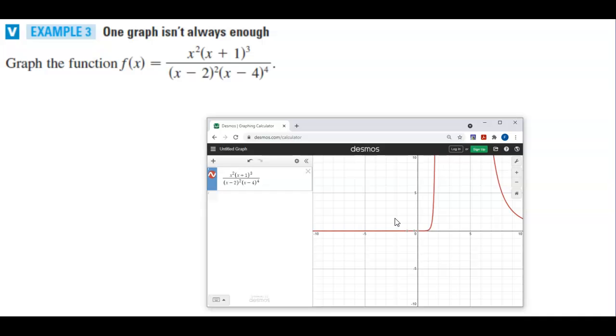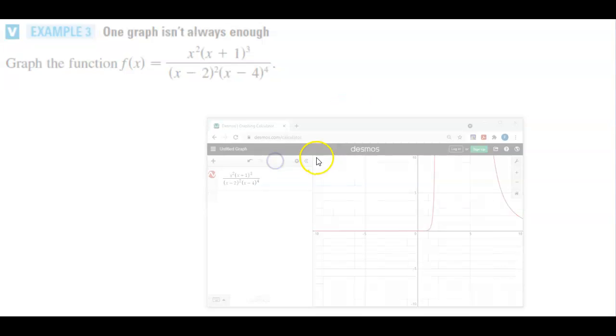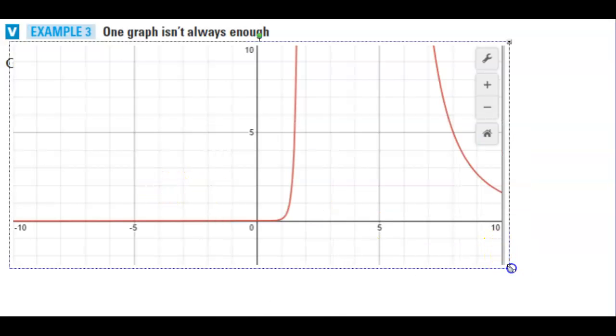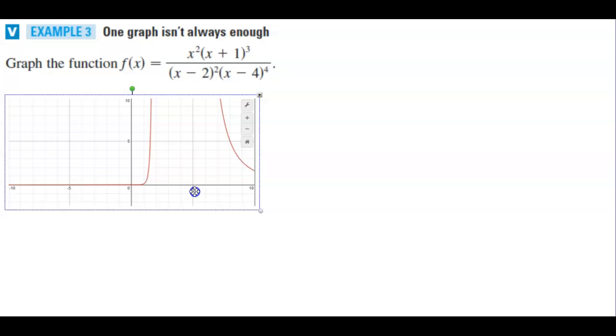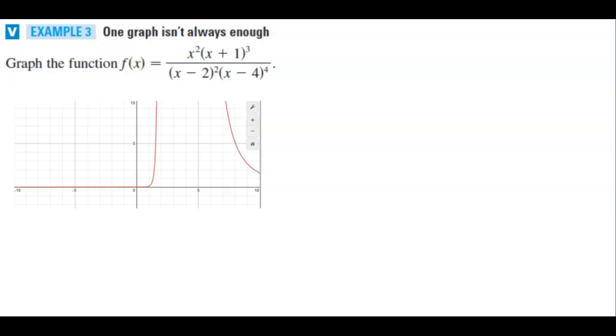But as a guide for zooming, let's first take a look at the function. Let me go ahead and copy this graph here. So what does the function actually look like from what we put in? Well, look at the denominator. If we look at the denominator, we have x minus 2 squared and x minus 4 to the 4th.